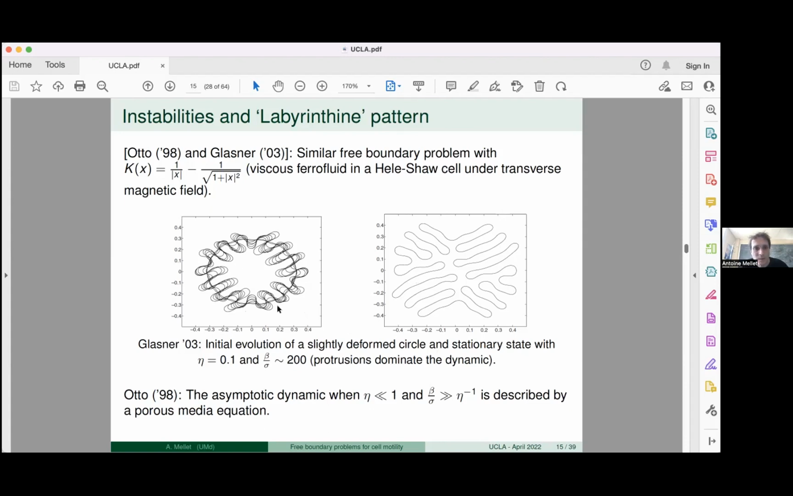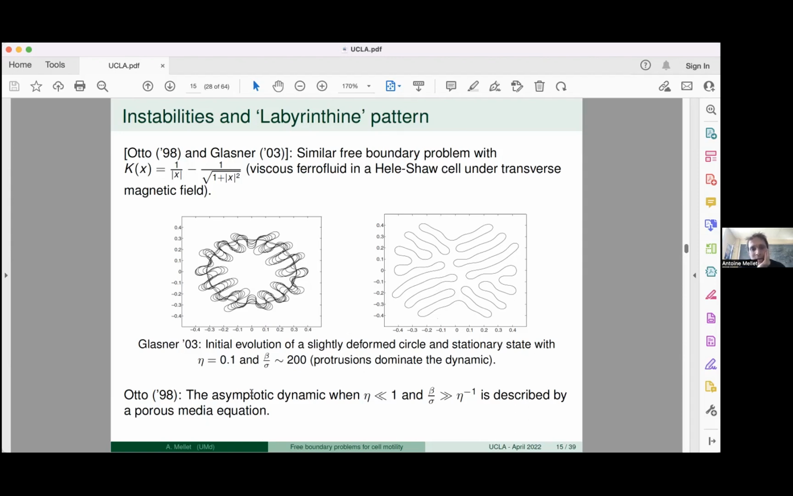So here is the first picture. This is a numerical simulation done by Glasner. The first picture shows what happens if you start from a disk and you perturb it just a little bit, and you see for various times how those perturbations are amplified, right? So the thing is very unstable. The second picture shows a stationary state that is attained after some time, right? And so you see those fingers developing.